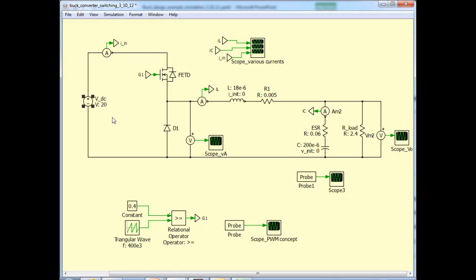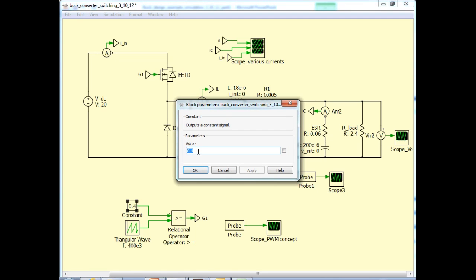But since we change the input to 20 volts and we still want the output to be 12 volts, we need to change the duty ratio. In a closed loop simulation, this will happen automatically. All we need to do is change the input voltage, either a change or a change as a step, and the controller will automatically change the duty ratio to regulate the output voltage. But since we are doing just open loop simulation, let's manually change this to the corresponding value. That's 12 over 20, that is 0.6 is the new duty ratio.